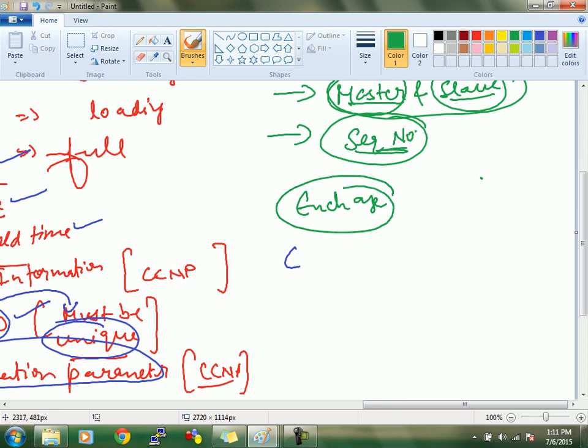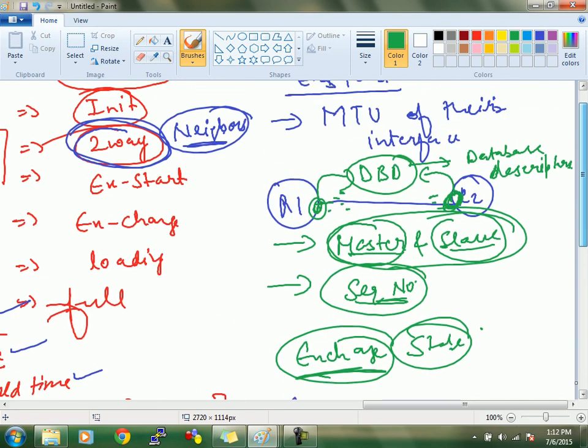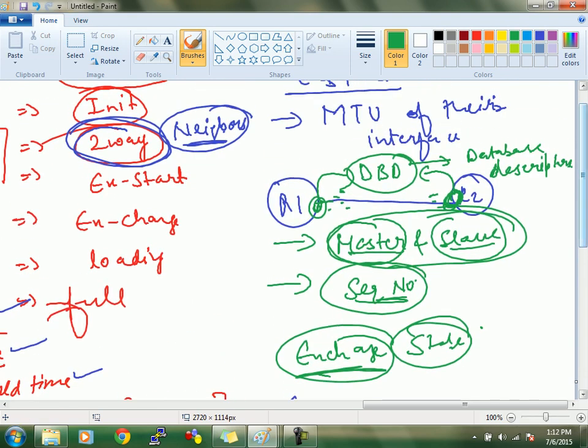In form of which message? No bro, this is a state. Exchange is a state. See, in ExStart state, there are actually two things. One is MTU check. Second is master and slave. Router with highest router ID will become master. Router with lowest router ID will become slave.